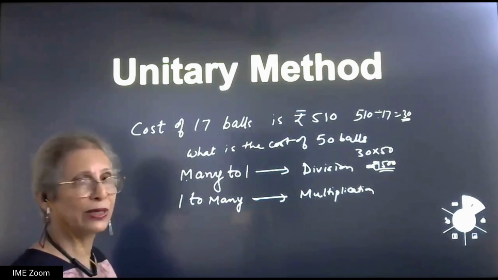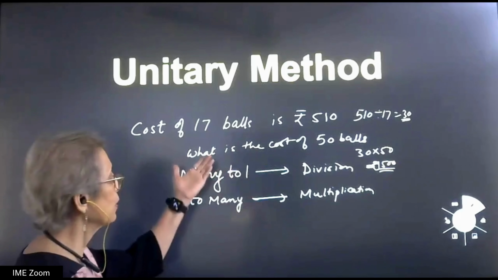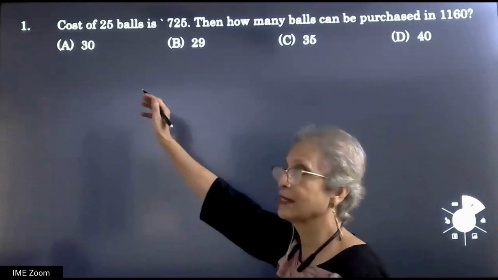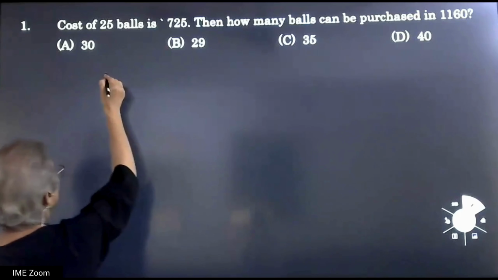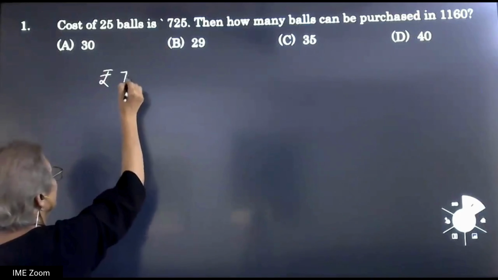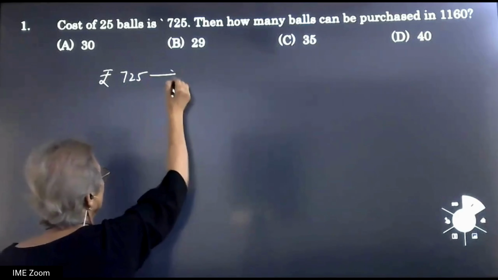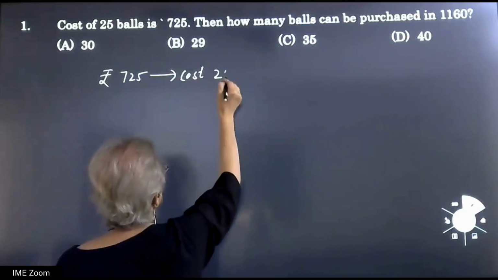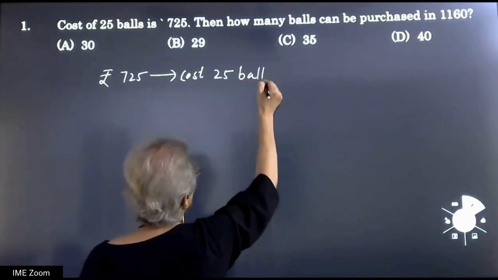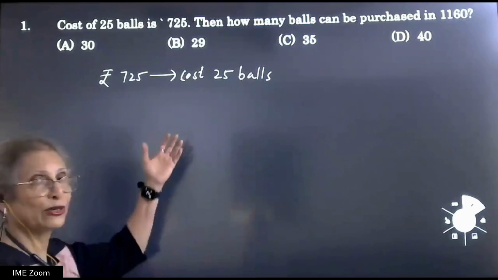So let us move towards the questions, because they are of this type only. Let us see our first question. This is our first question. See here, the same thing is given. The cost of 25 balls is rupees 725. This is the cost of how many? 25 balls. Oh, here also they are balls.